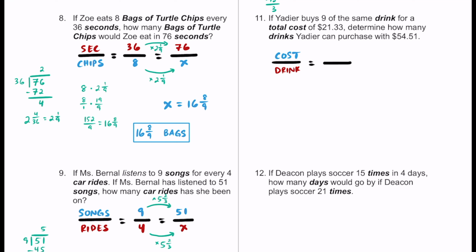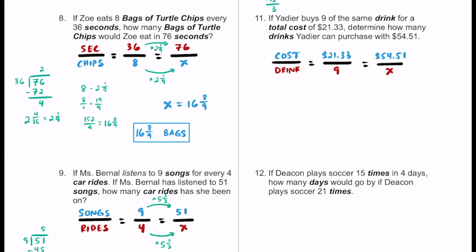So I'm going to put drinks on bottom, and it looks like Yadi is going to be buying 9 of these drinks, so put 9 on bottom, and then the cost here is going to be $21.33. And then we're going for $54, let's put that on top, and 51 cents. That's going to be the cost. If we don't have the number of drinks here, we can put that as an unknown.